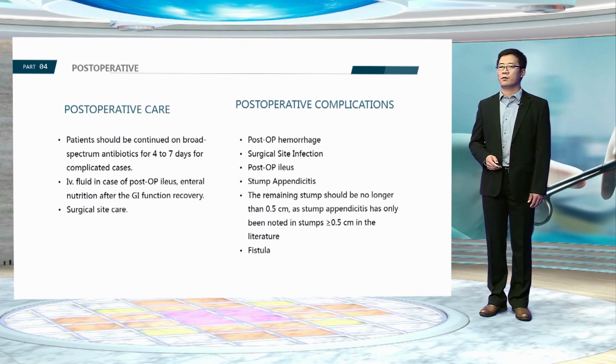The first, post-op hemorrhage. Then, surgical site infection. Post-op ileus and stump appendicitis. We have mentioned that the stump should not be over 5 mm. The remaining stump should be no longer than 5 mm, as stump appendicitis has only been noted in stumps over 5 mm in the literature.